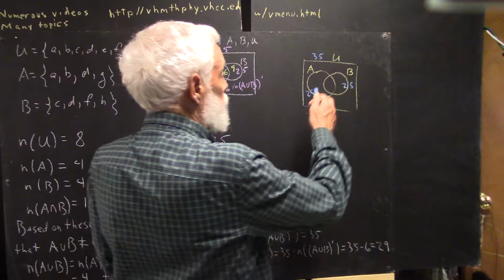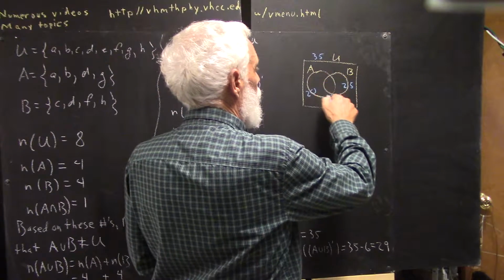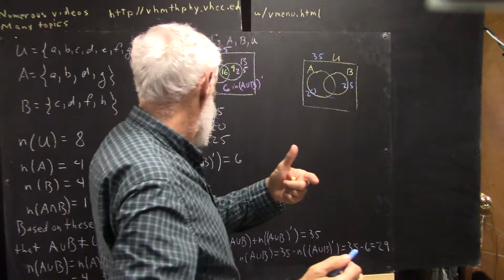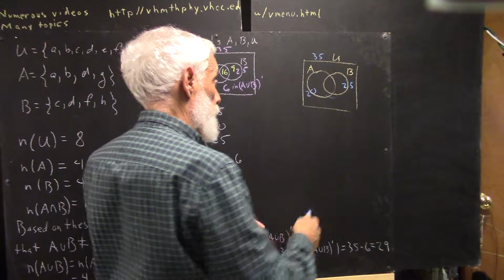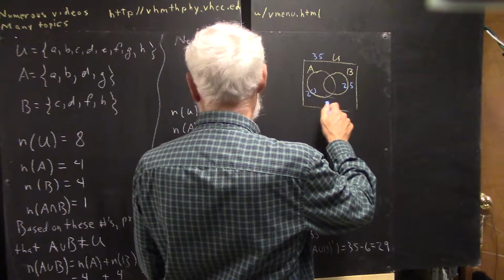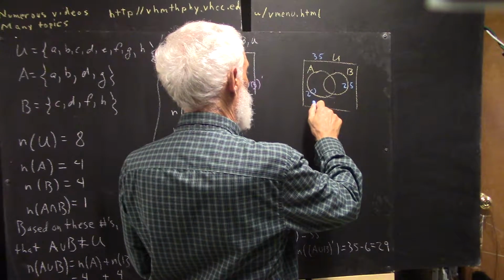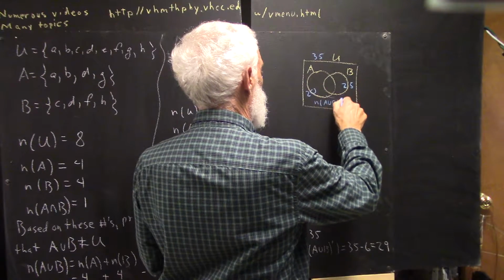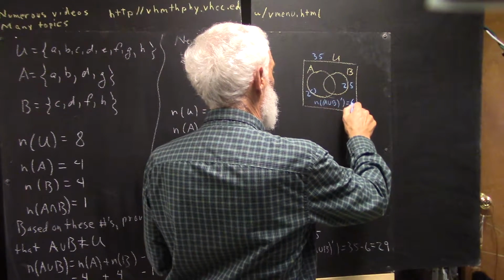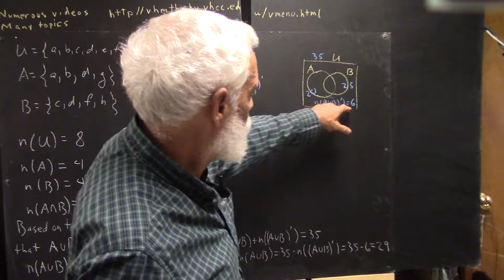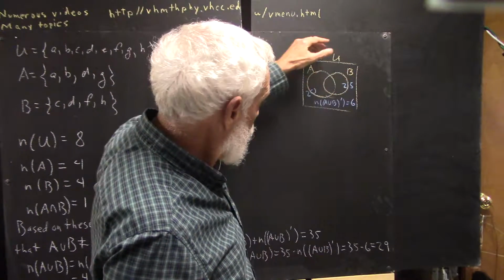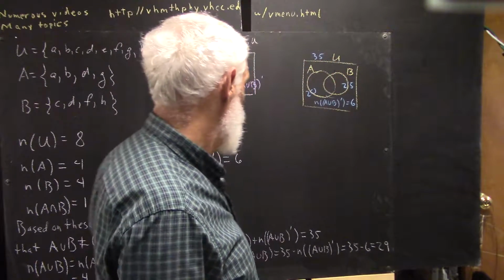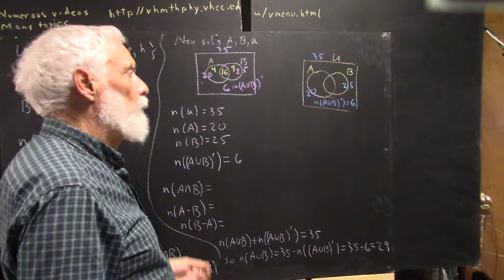Well, A union B consists of everything in A as well as everything in B, and everything outside of that is the complement of A union B. So that's everything outside here. So we can say that the number in A union B prime is 6, meaning that there are 6 objects in the universal set that aren't within the circle for A or the circle for B.